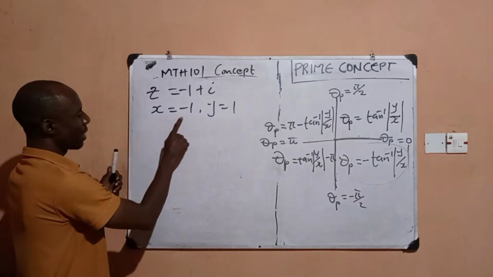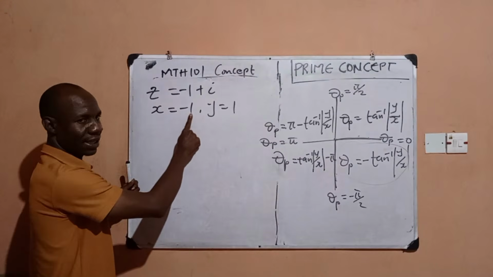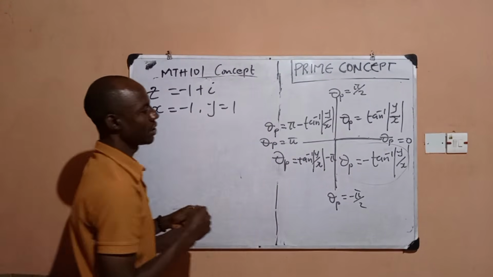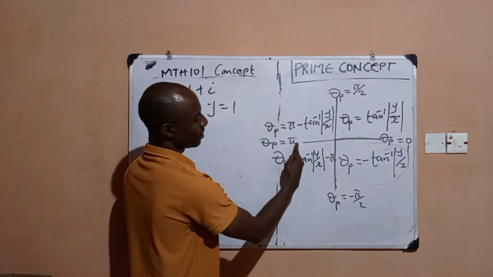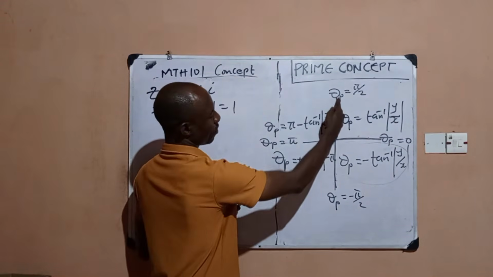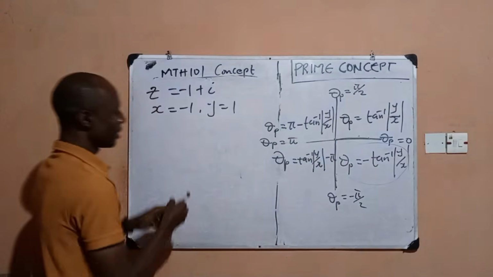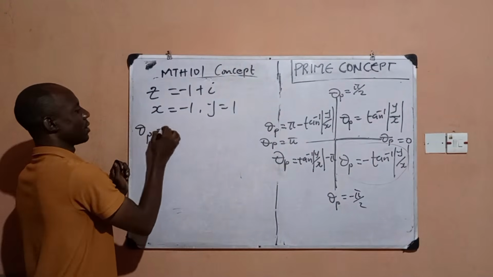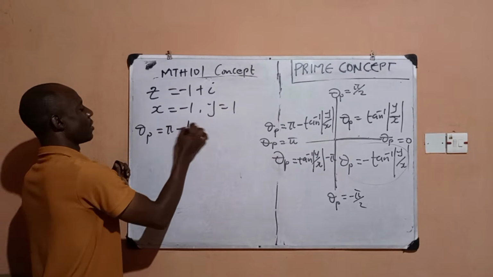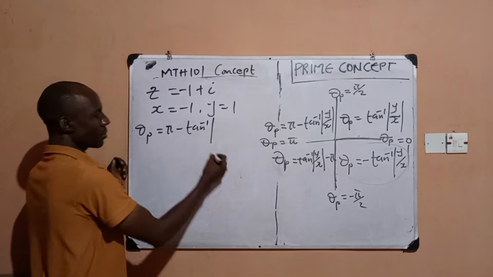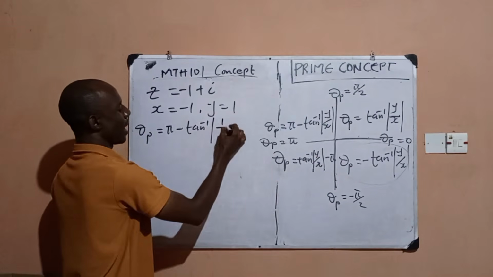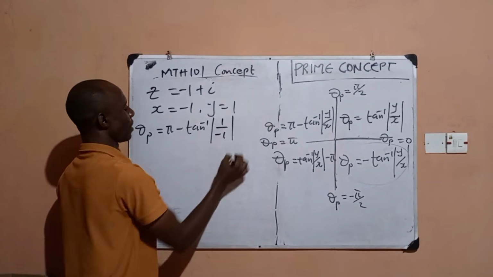So it means I'm asking myself negative x and positive y. Let's check. I hope you know this is negative x and this is positive y. In between negative x and positive y, can you see the formula? Yes, so the principal argument is going to be pi minus tan inverse of the absolute value of y, which is 1, over minus 1 for x.